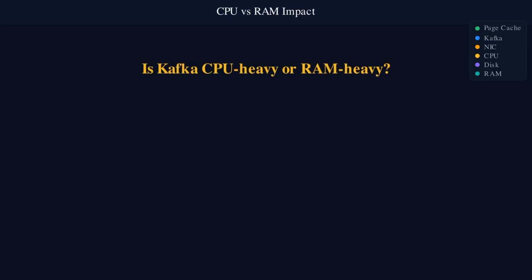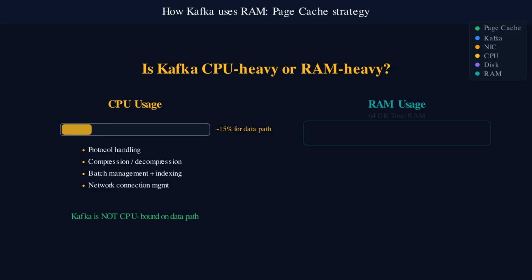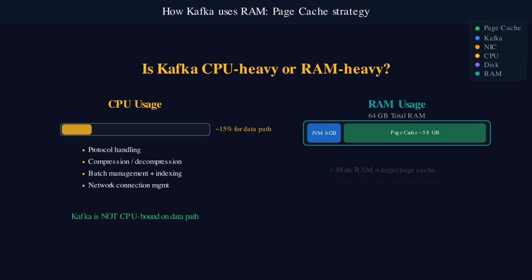So is Kafka CPU-heavy or RAM-heavy? Thanks to zero copy and DMA, Kafka's data transfer path uses surprisingly little CPU. The CPU doesn't copy data around. Hardware handles that. Instead, Kafka's CPU is mainly used for protocol handling, parsing requests from producers and consumers, compression and decompression of message batches, batch management and indexing, and network connection management. This means Kafka is typically not CPU-bound on the data path.